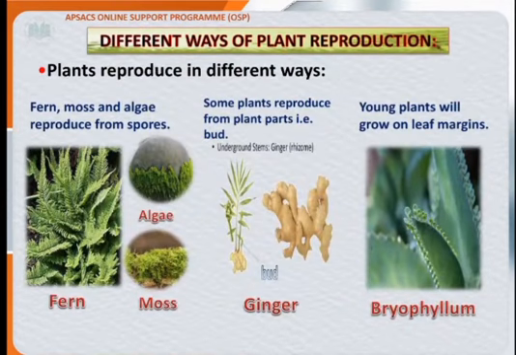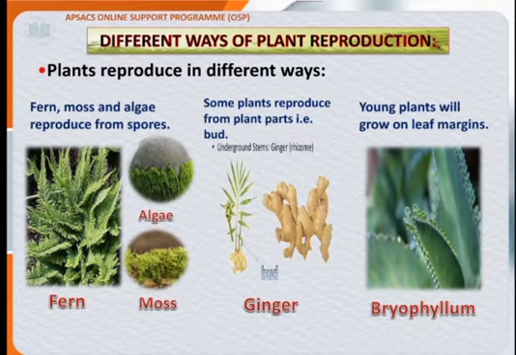Different ways of plant reproduction. Now we are going to discuss different ways through which plants reproduce. Most plants reproduce from seeds, but there are some plants that do not reproduce from seeds. They have other ways to produce their young ones. For example, fern, moss and algae reproduce from spores.